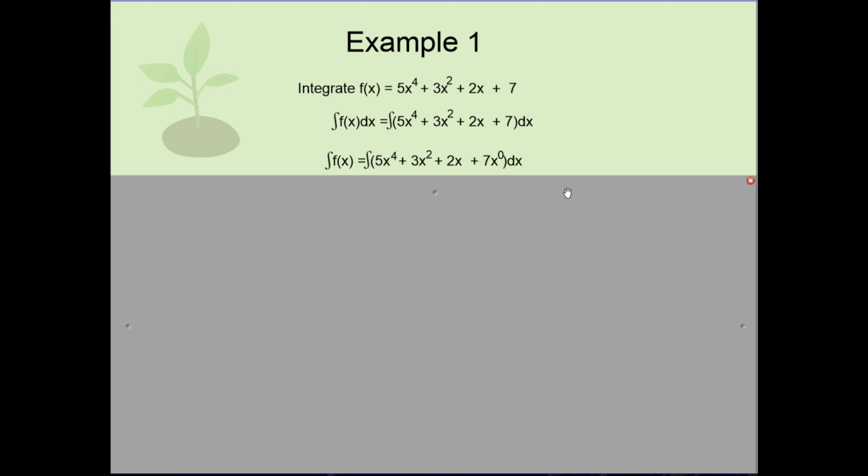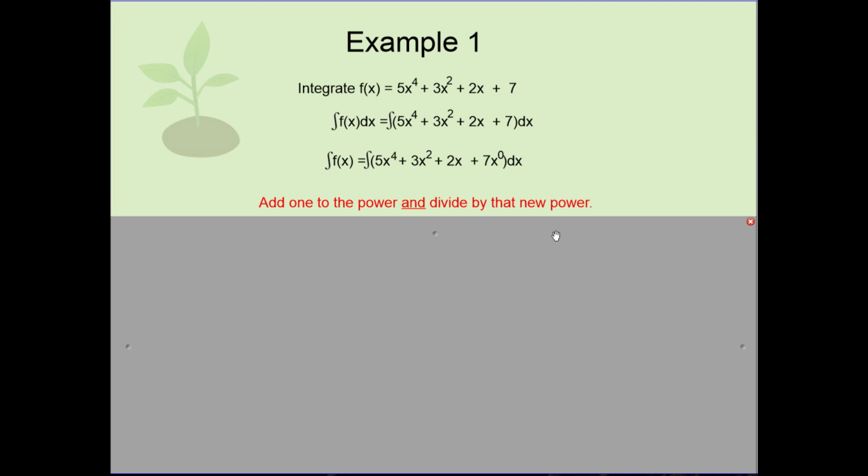Sometimes it's a little bit hard to see what to do with an integral if not everything has a variable tacked onto it. Since we have x to the 0th power, anything to the 0th power is just going to be 1, right? So 7 times 1 is 7, so we haven't really changed the function. What we need to do is, for every term that we have here, add 1 to the power and divide by that new power.